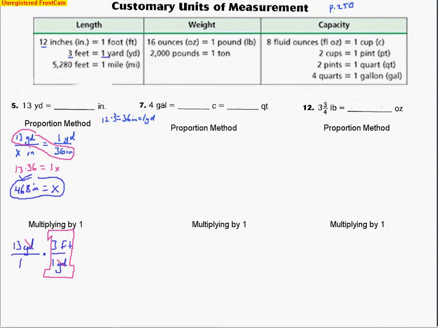So let's take a look at the next part. We're still not done. See, we're in feet. Now we need to cancel out feet. So I'm going to times by another factor of 1. But this time I'm going to cancel out feet. So I want feet on the bottom. I want 1 foot on the bottom.